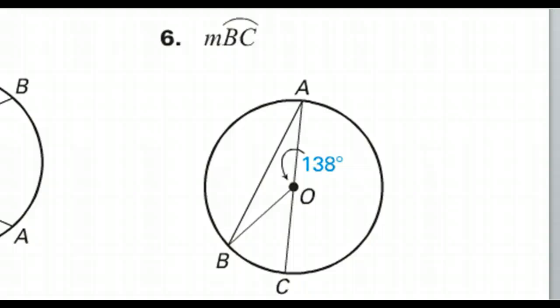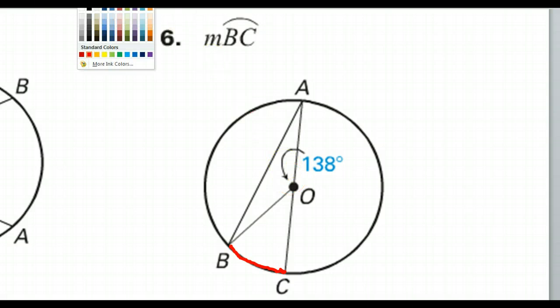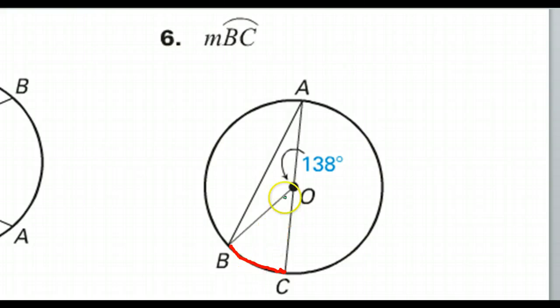Number 6. We are supposed to find arc BC. So arc BC here is our target. We're given this angle up here to play with, but to get closer to BC, I would really like to know what this angle is right here.